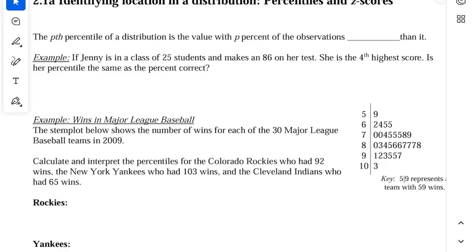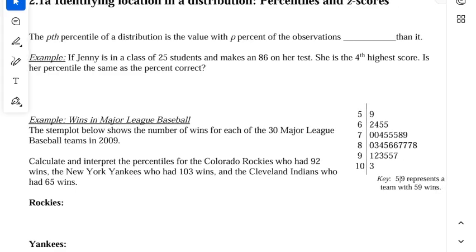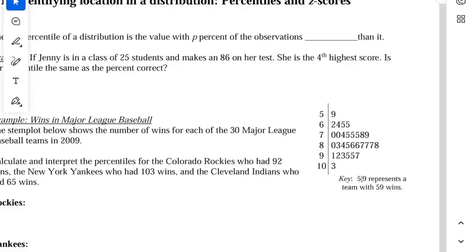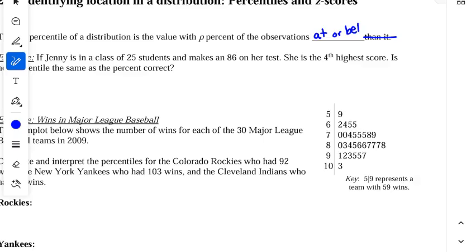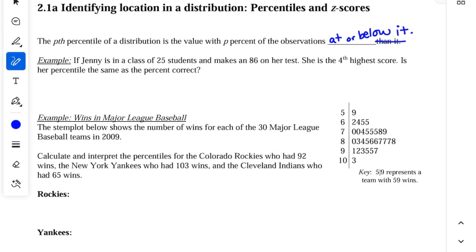2.1a is identifying location in a distribution. We're talking about percentiles and z-scores. So let's start with some vocabulary. The p percentile of a distribution is the value with p% of the observations. And I'm going to change this a little bit. It should say at or below it.